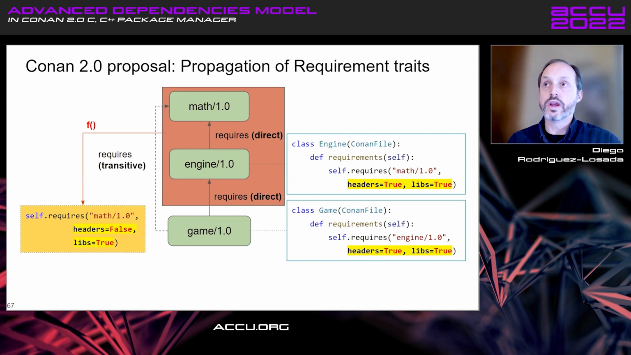In this case, we know it. We learn from our users. We know that by default, if we have these input traits and we have these input packages, we want the headers trait to be false. And we want the libs trait to be true, because game still needs to link with the math static library.